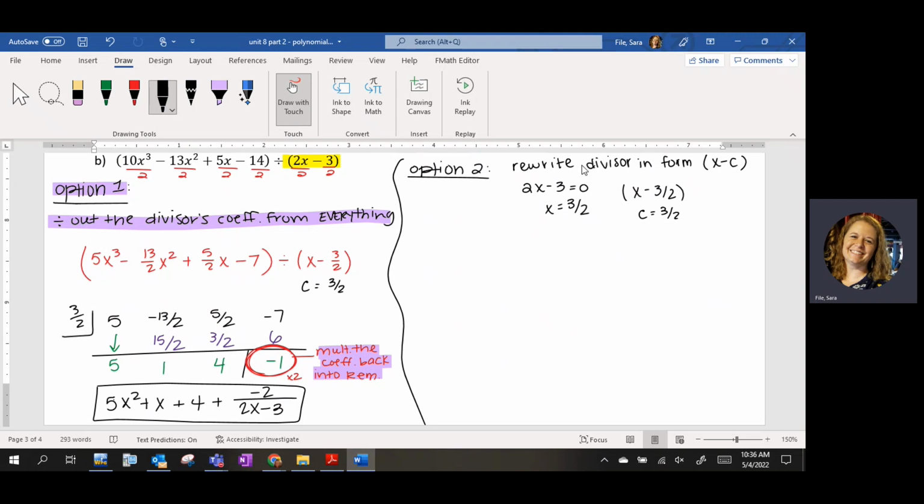But over here in option 2, we're only focused on the divisor. We're not worried about the quotient. We just go ahead and figure out, and you may not have to write this down. Some of you will be able to do this in your head and say that means c is going to be 3/2. Okay, so we put 3/2 in the box. Okay, but we list out our coefficients as they were given. So 10, -13, 5, and -14. Okay, so I didn't do anything to the dividend. And I go through my process.